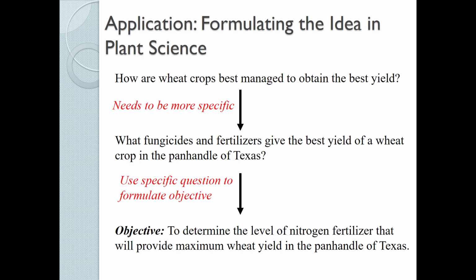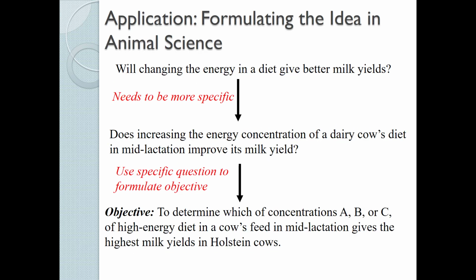And so in this example, the objective would then be to determine the level of nitrogen fertilizer that will provide maximum wheat yield in the panhandle of Texas. And so this step-by-step process is something that I want you guys to get familiar with. We start with a really big concept or big question at the beginning. We begin to narrow it down by adding more specifics to it, and then we come up with a very specific, crisp, clean objective.